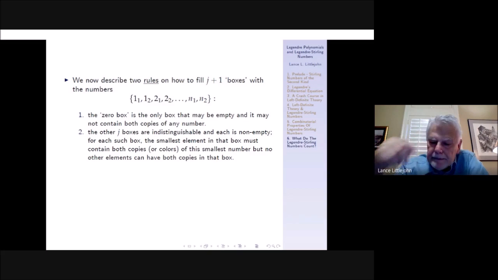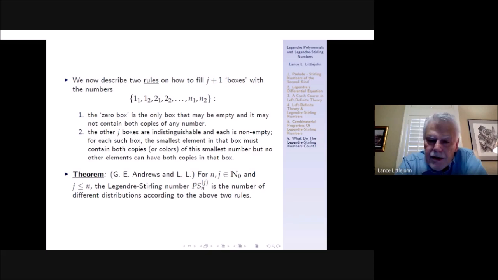And here's the theorem from George and myself. For n and j non-negative integers, j less than or equal to n, the Legendre-Stirling number PS(n,j) is the number of different distributions according to the above two rules. So that's what they count.